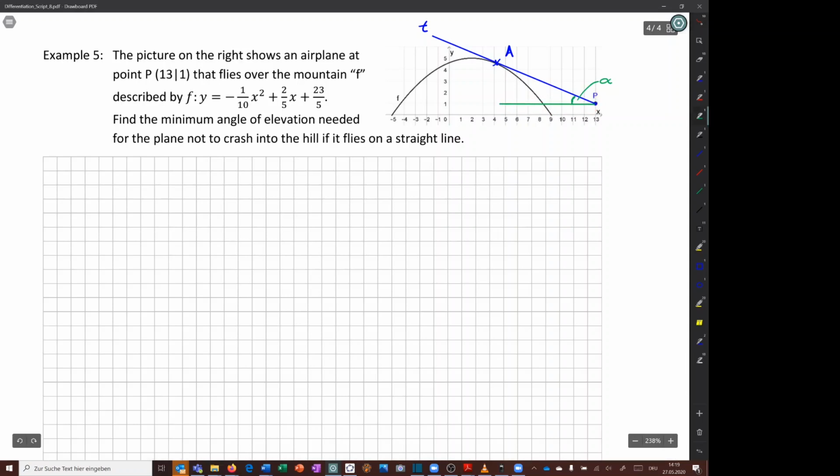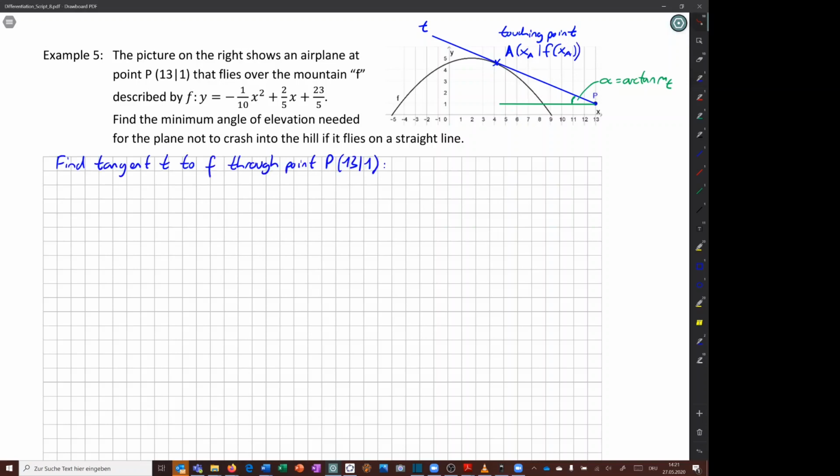And just to remind you, well, this is the arctangent of the gradient of the tangent. Why is this the case? Well, when we take here this triangle, we have a right angled triangle here, and this divided by this is the gradient, and that corresponds exactly to the tangent of alpha. Let us call the point where actually the tangent touches the function point A, and this has the x-coordinate xa, and correspondingly the y-coordinate is then just f of xa. So our task is to find the tangent t to the curve f through the point P.